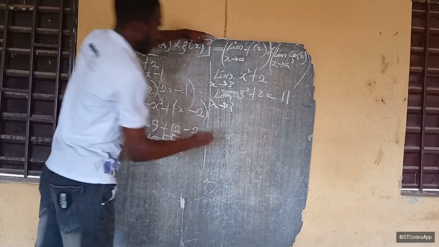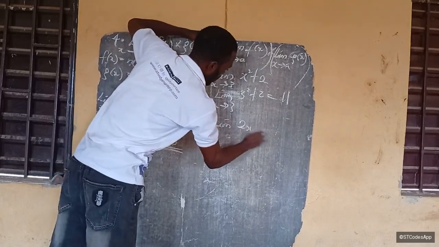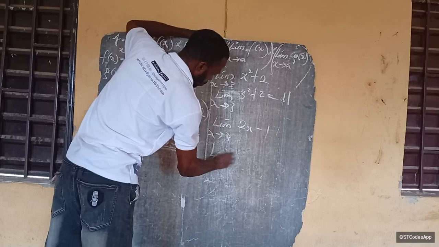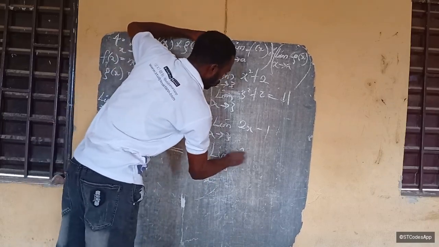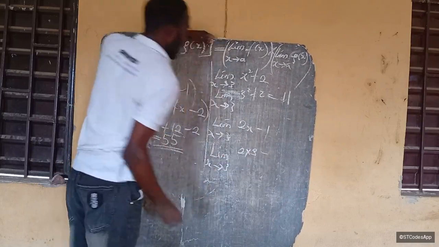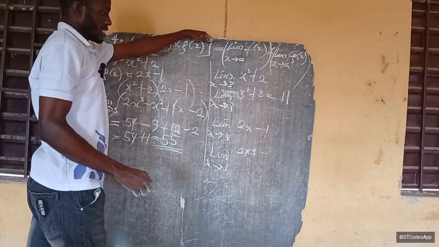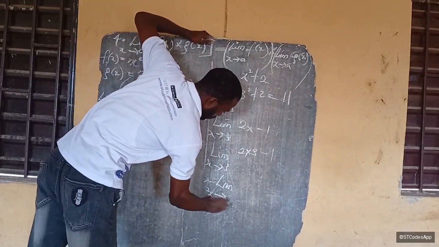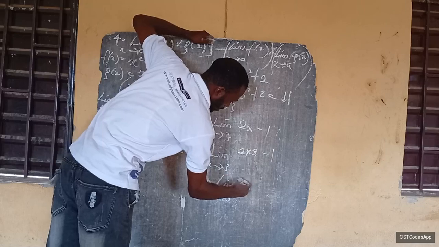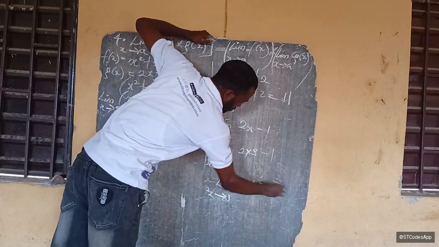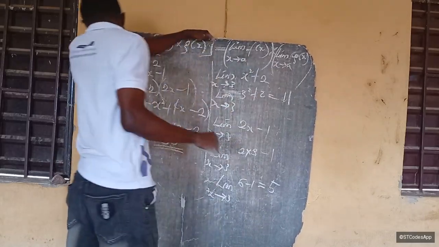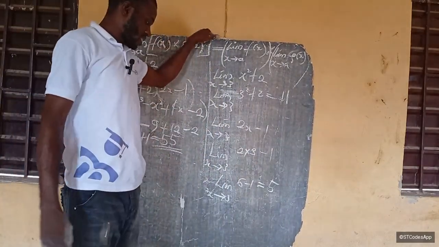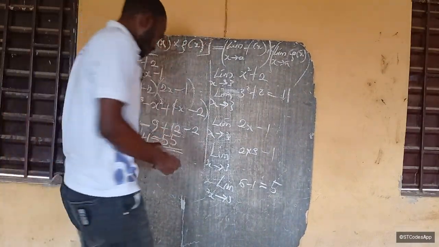Let's just solve it. The limit of 2x minus 1 as x approaches 3 will be equal to the limit as x approaches 3 of 2 times 3 minus 1. So that becomes the limit of 6 minus 1, which is 5. By the time you multiply both limits together, 5 times 11, you're going to get 55. So that proves that property of limit.